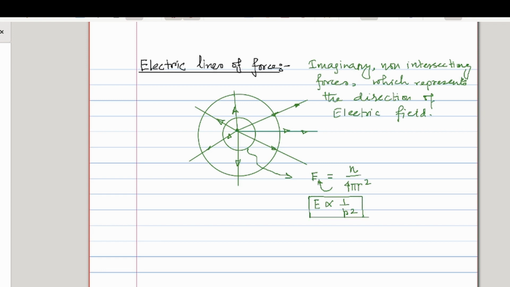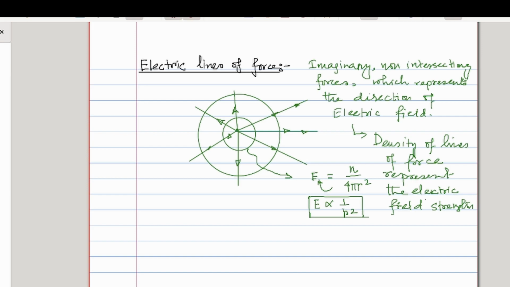So electric lines of force represent the direction of electric field, and the density of electric lines of force, not inversely proportional, represents the magnitude of electric field strength. And I can just write it in this. So this is electric lines of force.